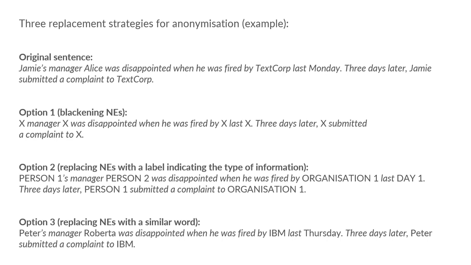After detection of the named entities in the original sentence, in this case Jamie, Alice, TextCorp, and Monday, we can either blacken these named entities as shown in option 1, or we could choose to replace the named entities with a label indicating the type of information. Finally, we could choose to replace the named entity with a similar word. For example, replace a person's name with another person's name.